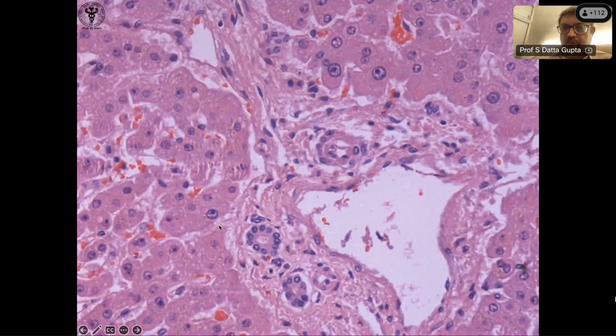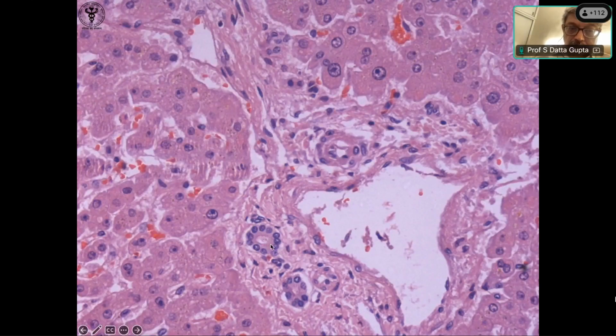So this is how they did it. Right. So this is the portal vein. This is the hepatic artery and bile duct. See, the bile duct nuclei are at the base, right?